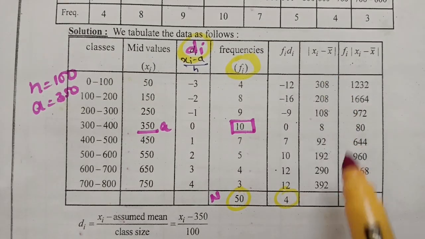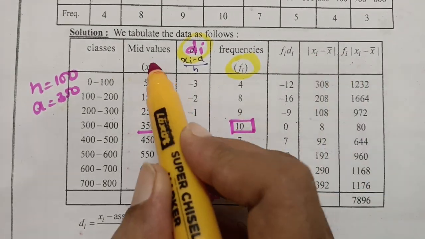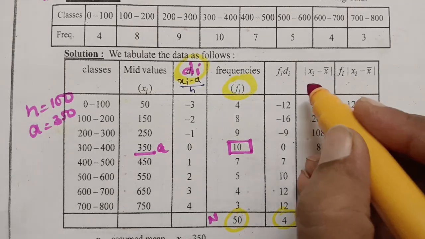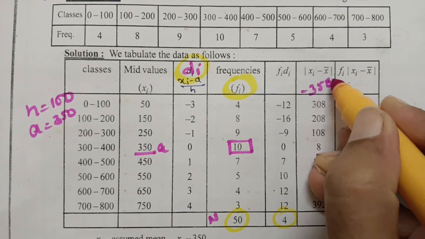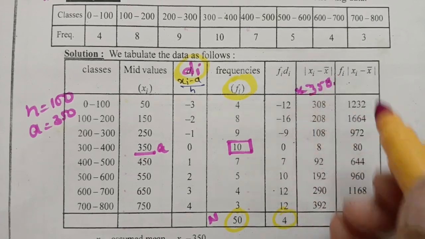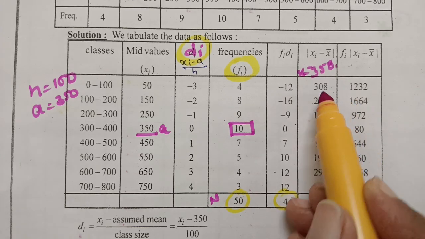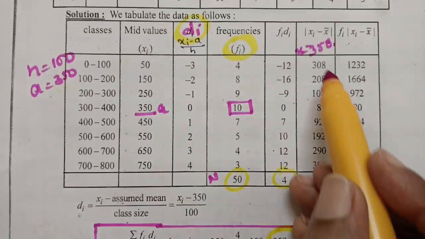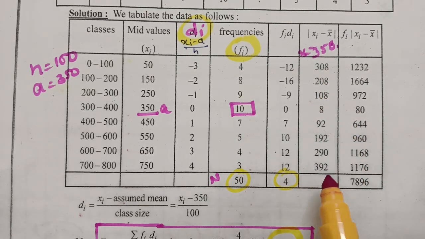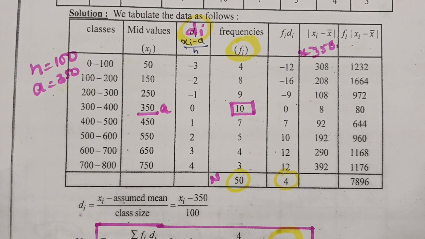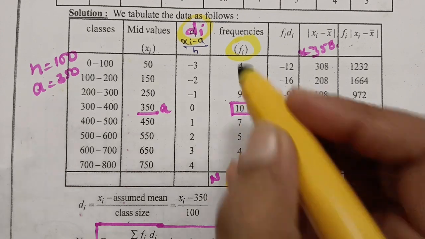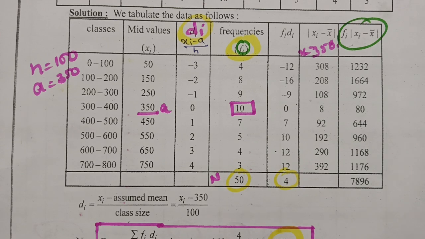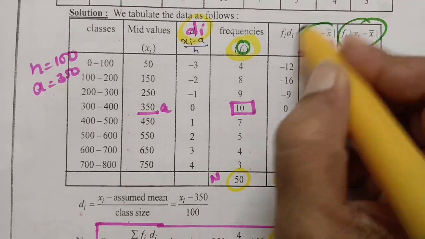So here the column you have to make x minus x bar. So what is x here? Here 50 minus 358. So this is x minus 358. So this is 50 minus 358 is this one, and 150 minus 358 is this one, 250 minus 358 is this one. Like this you have to fill the column. And now we have to multiply f into this one. Now we have to multiply this value f into the modulus of this, x minus x bar.